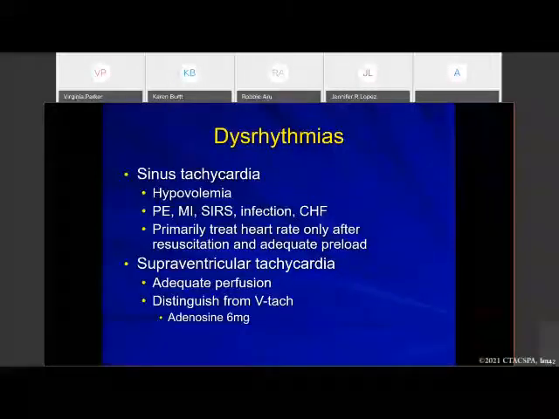For supraventricular tachycardia, it could be that they have adequate perfusion. You have to make sure they have that before you do any treating. And if you can't distinguish between ventricular tachycardia and supraventricular tachycardia, you can always slow them down. It might break them also with adenosine. You can use 6 milligrams and then repeat that if it doesn't work. Lots of times it might not work. It'll certainly slow them down.